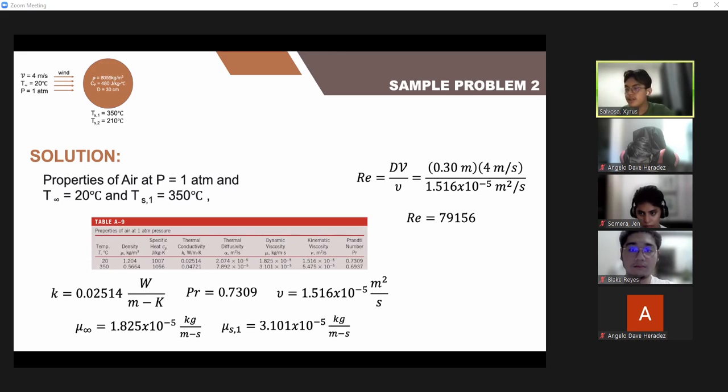Consequently, the thermal conductivity at these conditions is 0.02514 watts per meter Kelvin, and the Prandtl number is 0.7309. The dynamic viscosity at surface temperature of 350 degrees Celsius was also acquired and is equal to 3.101 times 10 to the negative 5 kilogram per meter second. This value is significant in solving the Nusselt number. Furthermore, the Reynolds number was calculated to be 79,156 after substituting the corresponding values as shown on the screen.